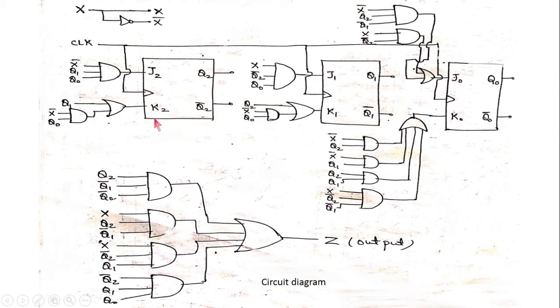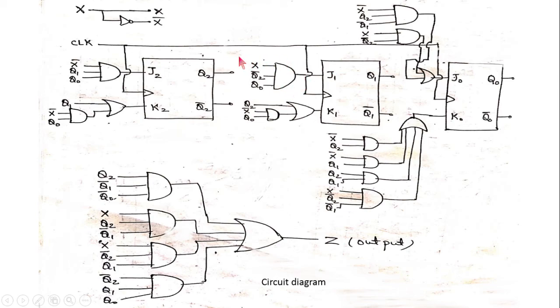Similarly for K2, we remember what was K2? Q1 plus X bar Q0. So we will take one OR gate with 2 inputs. One input is Q1, the second input is X bar Q0. How will we create X bar Q0? By taking a 2 input AND gate whose inputs are X bar and Q0.